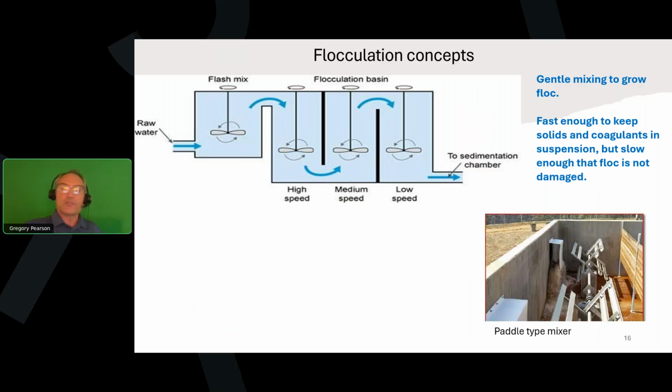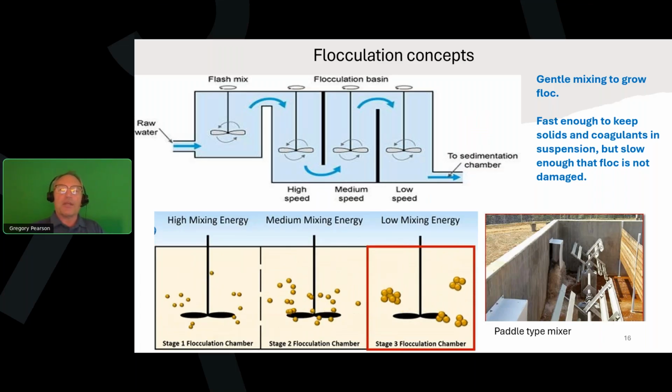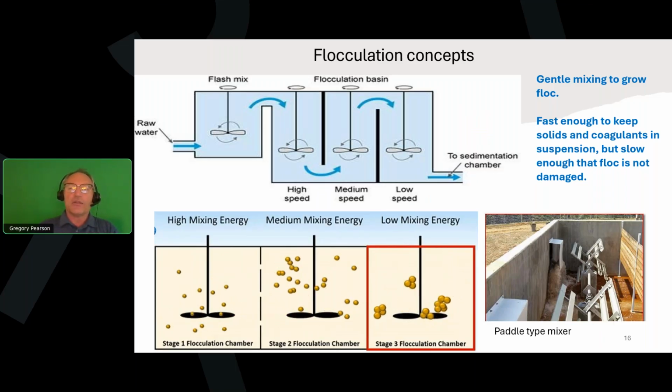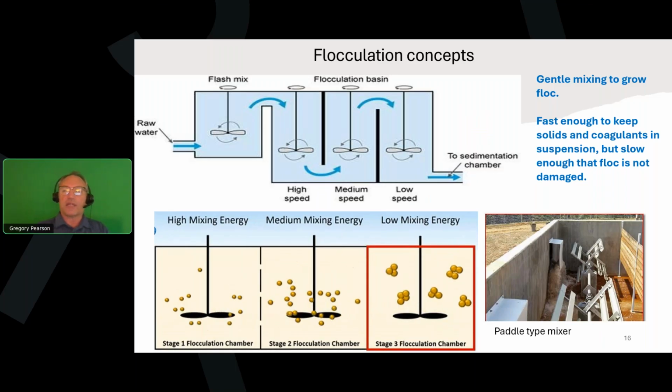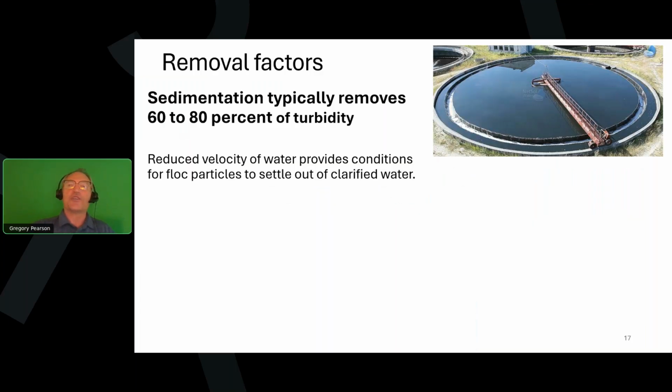There's different types of mixers. This is a paddle type mixer in the lower right of your screen. And in general, you see the mixing in this image here, the mixing energy decreases as we go through the process and the flock is growing larger. And the next step is going to be sedimentation.